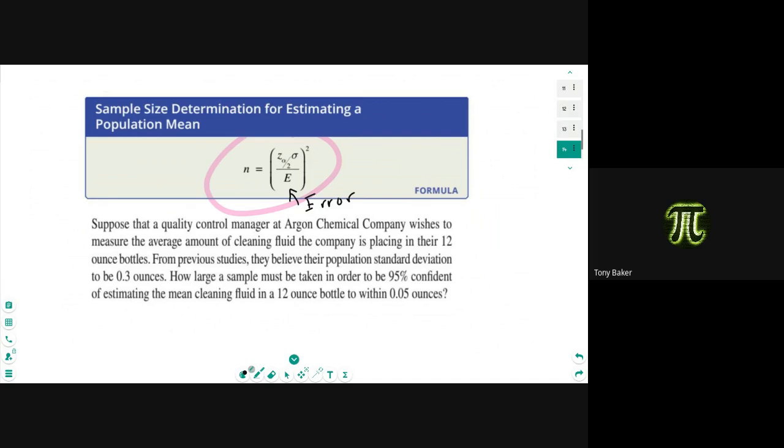So suppose a quality control manager at a chemical company wishes to measure the average amount of cleaning fluid the company is placing in their 12-ounce bottles. They want to make sure that there's 12 ounces in every bottle, or as close to that as possible. Because if it's too low, the customers are going to complain, and if it's too much, I'm wasting money. From previous studies, they believe the population standard deviation to be 0.3 ounces. How large of a sample must be taken in order to be 95% confident that a 12-ounce bottle is within 0.05 ounces?